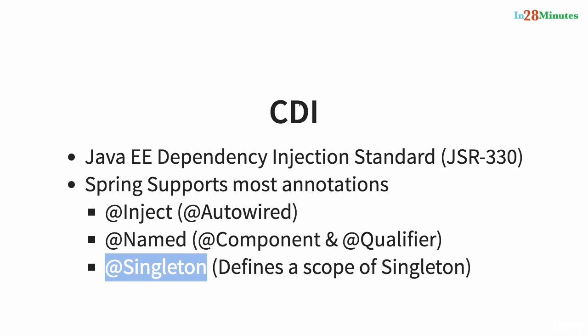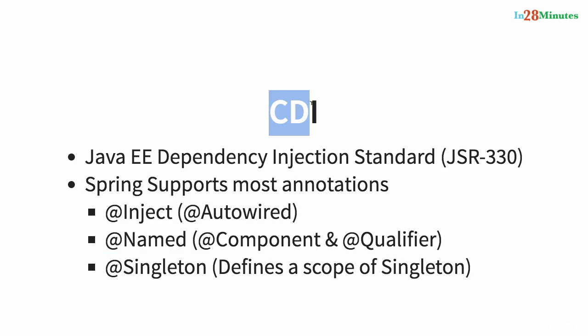A comparable thing would be JPA and Hibernate. So JPA is an interface. Java Persistence API defines the API, and Hibernate understands the API which is defined by JPA and provides the implementation for that. Similar to that, CDI is an interface defining how to do dependency injection.